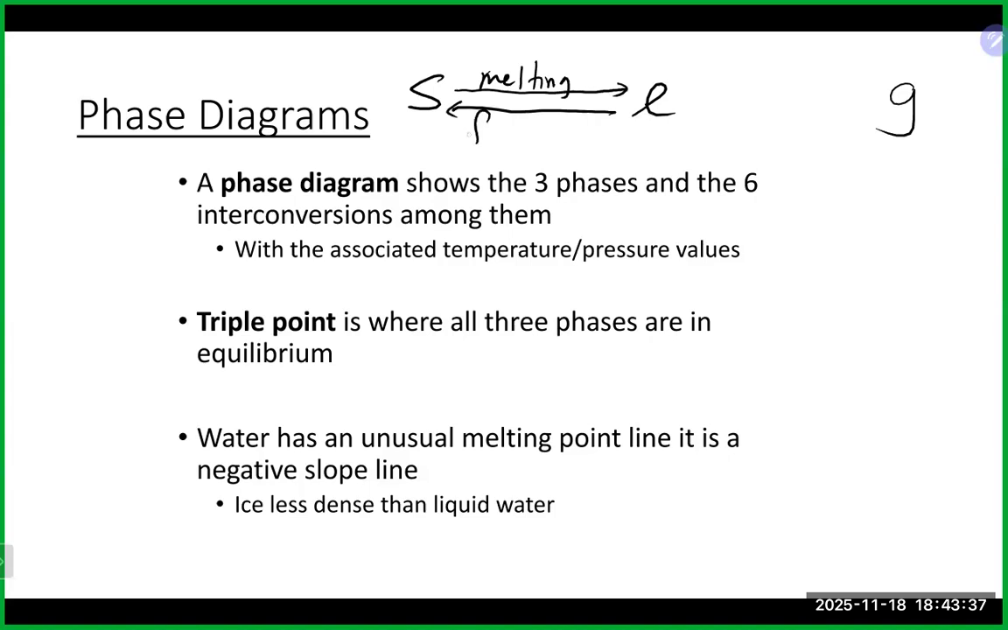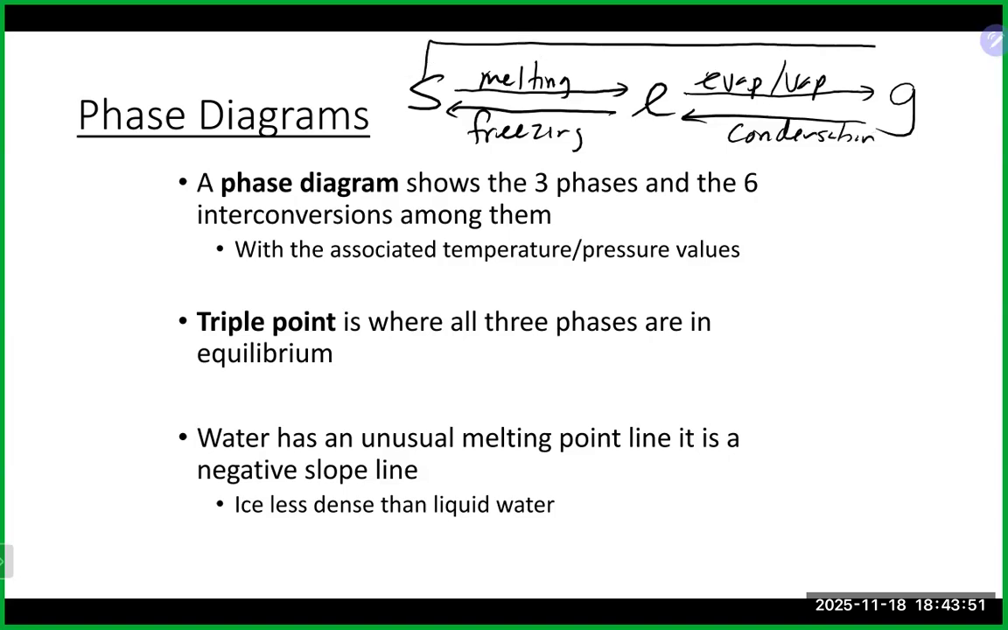Liquid to solid, freezing. Liquid to gas, evaporation or vaporization. Gas back to liquid, condensation, as we talked about. Solid directly to gas, sublimation. Gas directly to solid, deposition. So phase diagrams will show all these 6 parts where solid, liquid, and gas is typically found.